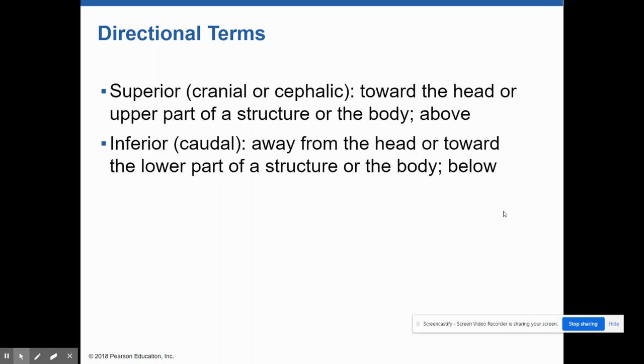So the first directional term we're going to cover is superior, which is also known as cranial or cephalic. This means toward the head or upper part of a structure or the body, or it can also mean above. So for example, the knee is superior to the ankle because the knee is closer to the head. And then inferior is the next term. This is also known as caudal. This means away from the head or toward the lower part of a structure or the body, and it means below. So the ankle is inferior to the knee because the ankle is further away from the head.